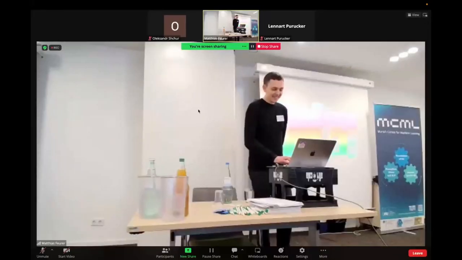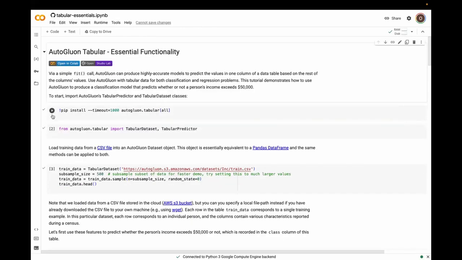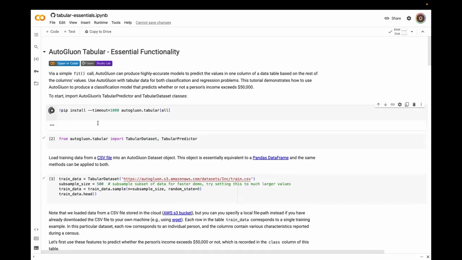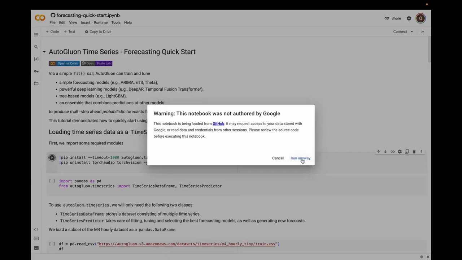This is what the notebook would look like, and there in the first cell which says pip install, I click play here, and installation starts. And then I'll do the same for the second notebook.